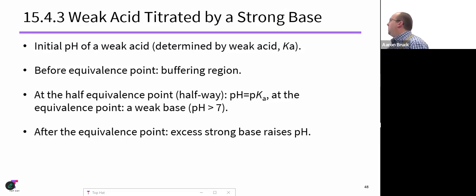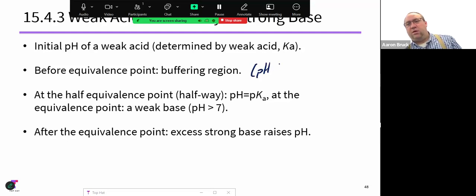In that range between the initial and the equivalence point, we have the buffering region. And so we can use the Henderson-Hasselbalch equation to calculate pH. A keynote of that point is that halfway into that region, pH and pKa are the same thing.